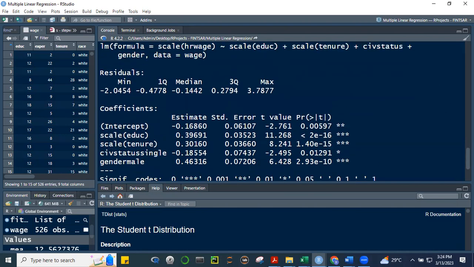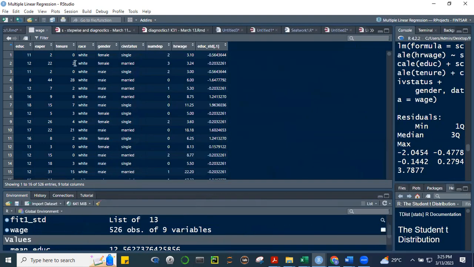Now, what's interesting here is that the estimates are standardized values. And how do we interpret this? This is interpreted in terms of standard deviations. So this means that for every one standard deviation increase in education, there's a corresponding 0.4 standard deviations increase in hourly wage, ceteris paribus. You notice that this is approximately 0.4. Tenure is 0.3.